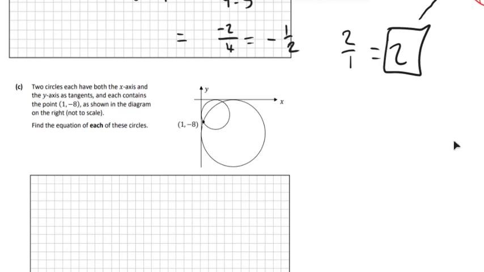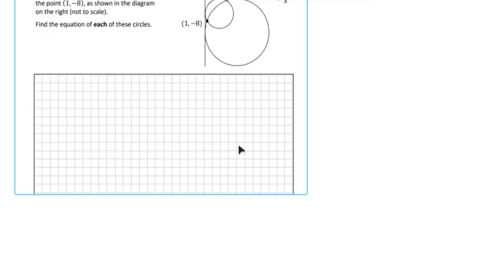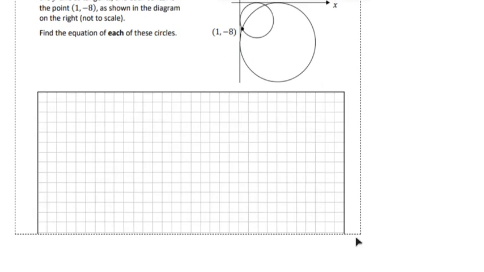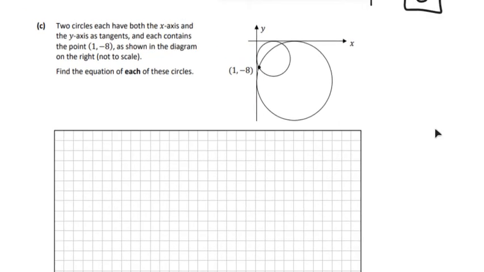Then let's look at part C. So we've got two circles, each of them on the axis, so we can use that. If you think about the center, the x-coordinate of the center is just going to be the radius, because it has to go from the y-axis out, and similarly down here, you go across r and then down to minus r. So (r, -r) would be the center, and similarly for the small one, it's the same thing really.